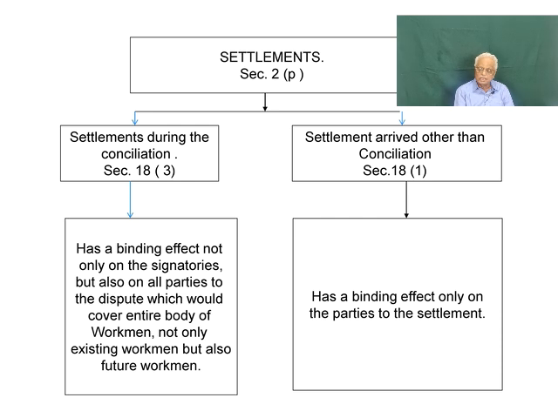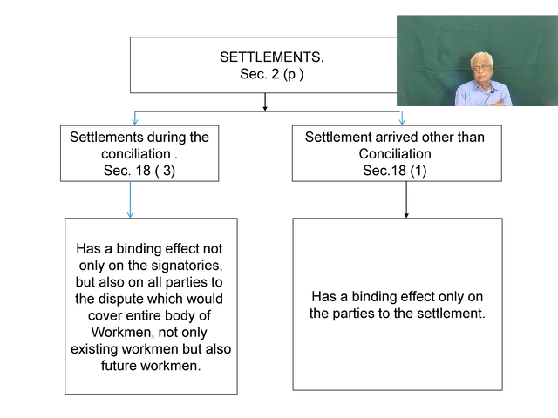A settlement, I have already explained to you. There are two types of settlement, and one is the conciliation settlement. Here, in a conciliation settlement, the binding effect is only on the parties to the settlement. That's very important. You must keep it in mind. The binding effect is only on the parties to the settlement, nobody else.